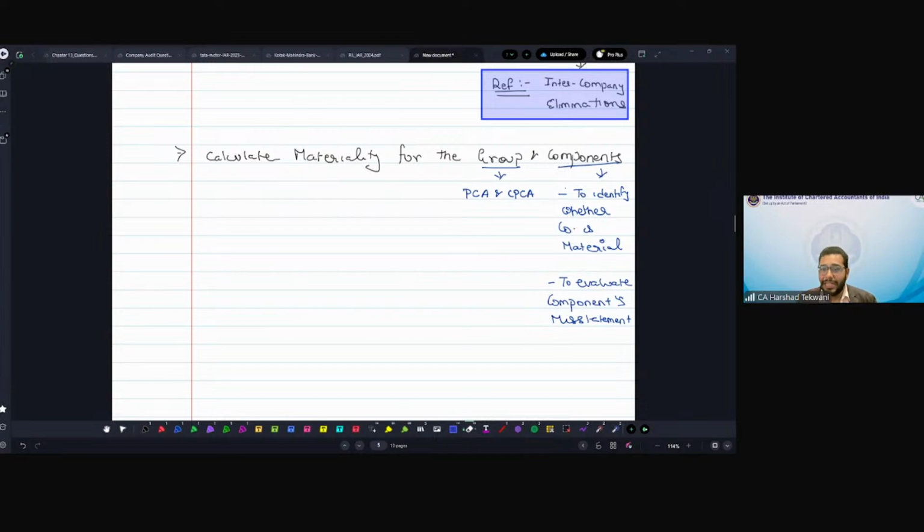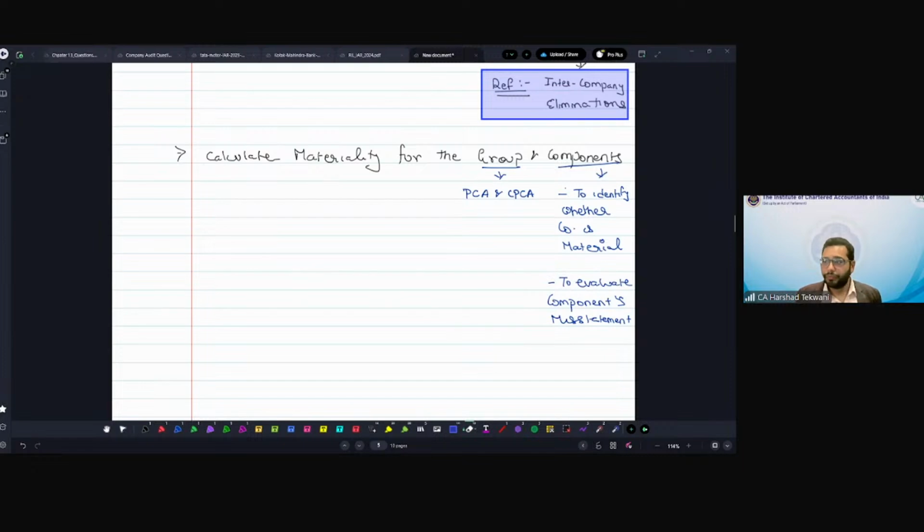Once I have the materiality, I will now start doing the risk assessment. And for risk assessment, you already know that you will understand the entity, you will understand accounting policies, all those things will come into the picture. Yes or no? So once I decide the materiality, now my things will start with respect to the audit procedures.